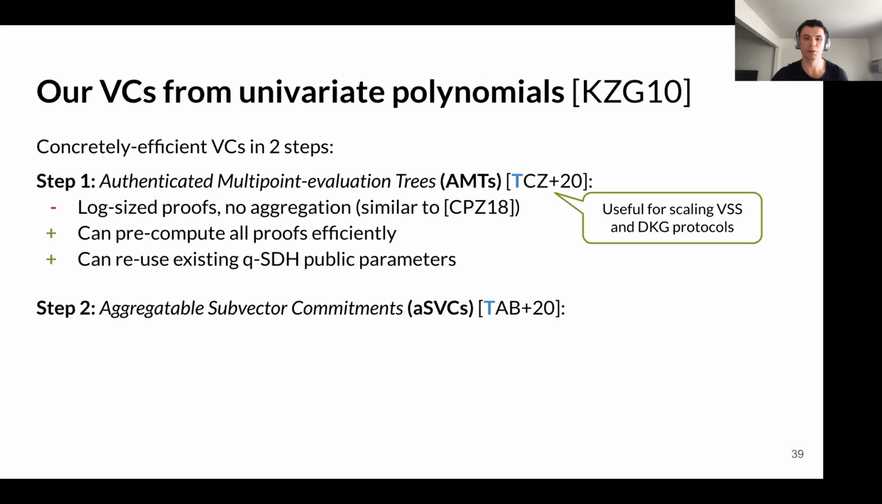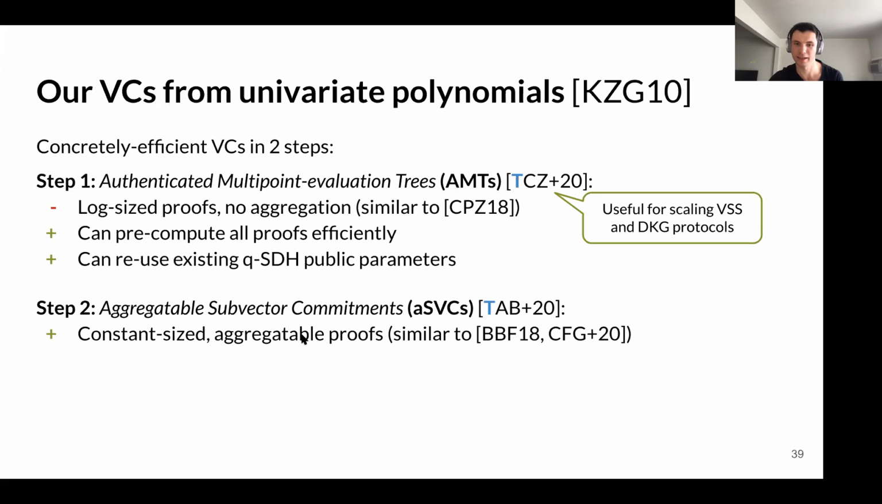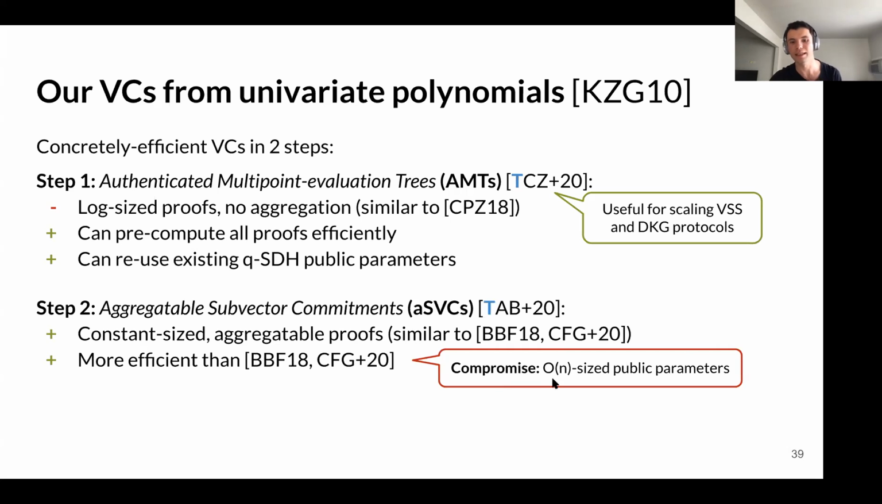In step 2, we looked at this AMT scheme a little bit, and all of a sudden we realized that it actually has constant sized aggregatable proofs if you squint your eyes right. Similar to the RSA-based constructions, but unlike the RSA-based constructions, it's much more efficient because it only uses pairing-friendly elliptic curves. As a compromise, though, it does require these order n size public parameters, but you can reuse existing parameters. And furthermore, it also supports pre-computing all proofs efficiently.